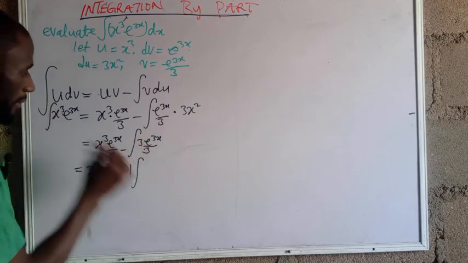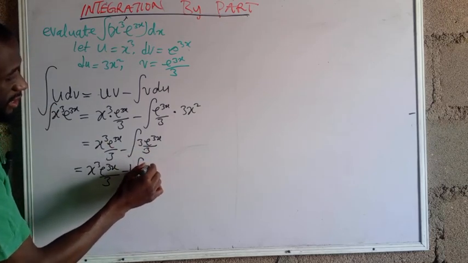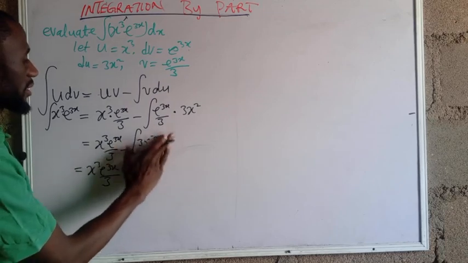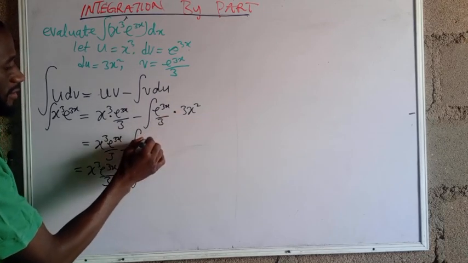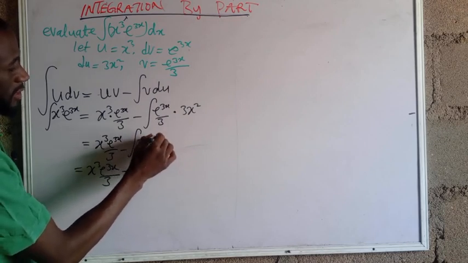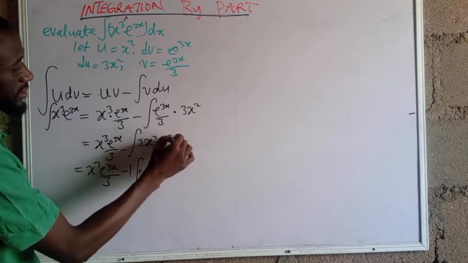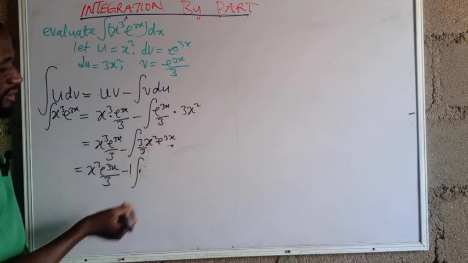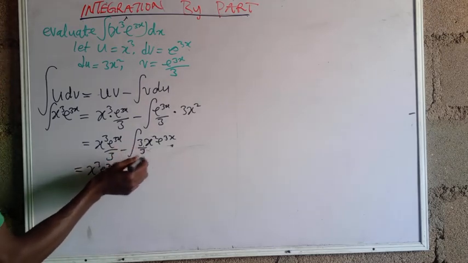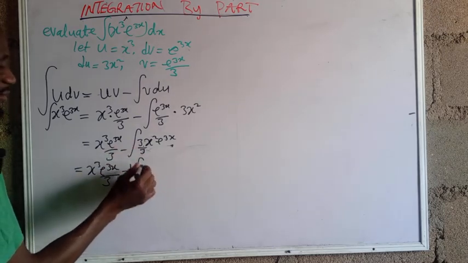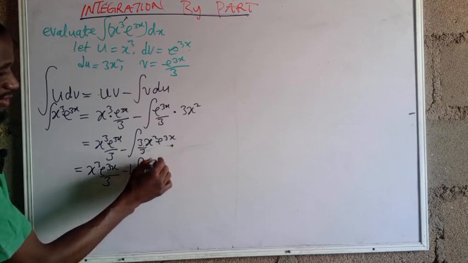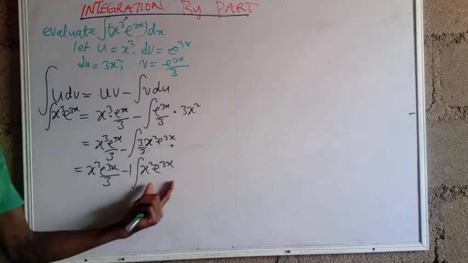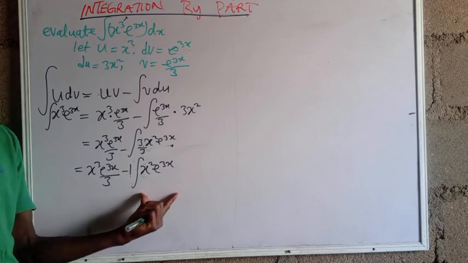Exponential, you are going to have exponential, that is in here you are going to have 3x squared exponential 3x all over 3. This 3 is all over 3. Okay, you take it back, you will get 1. Therefore here you will get x squared exponential 3x. Remember that this one you resolve into another integration by parts.